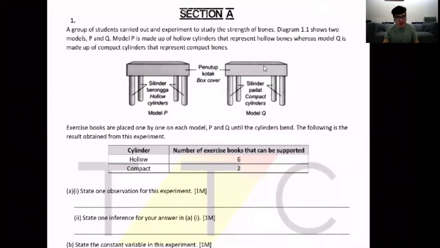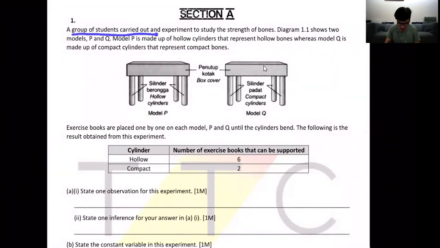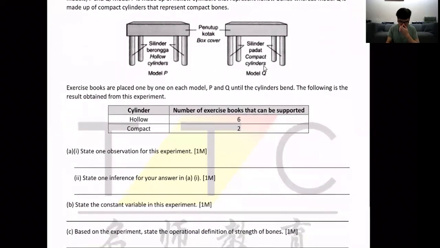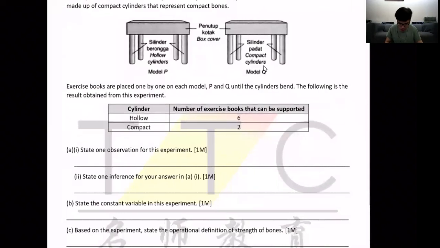Question 1. A group of students carry out an experiment to study the strength of bones. Diagram 1.1 shows two models P and Q. P is made out of a hollow cylinder that represents hollow bone, whereas Q is made out of a compact cylinder that represents compact bone. As you can see, hollow bones can support 6 bolts, whereas compact bone can only support 2 bolts.